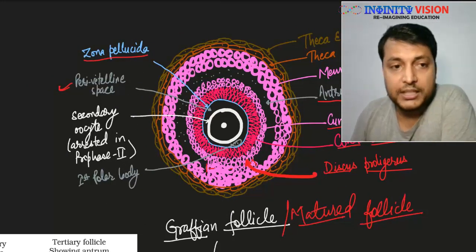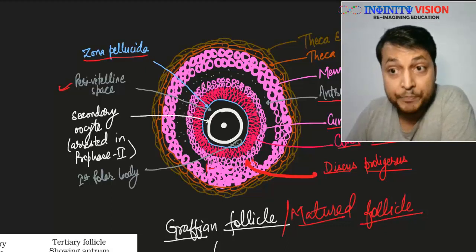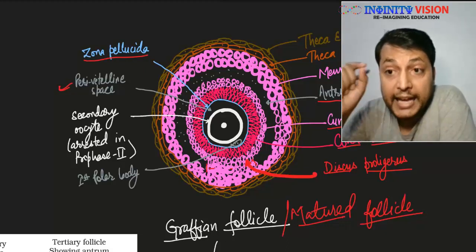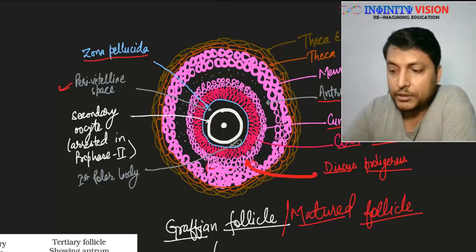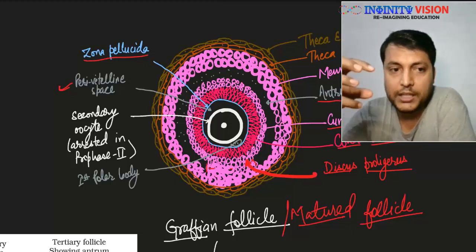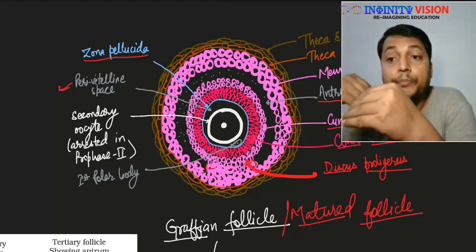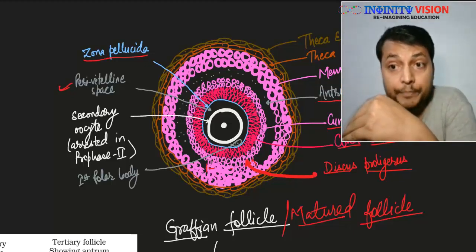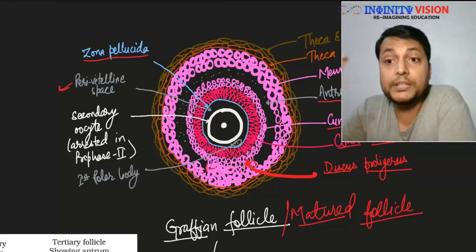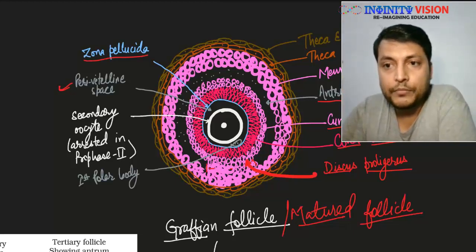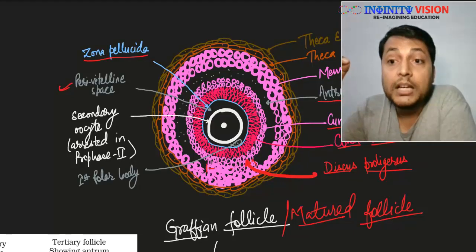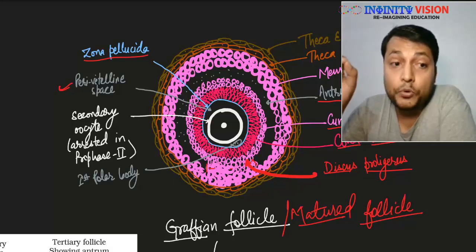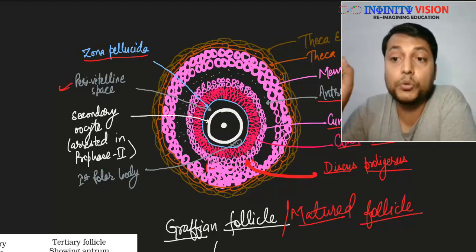Now inner to the perivitelline space you will find the secondary oocyte, which is haploid. After completing its first meiosis, when it becomes a secondary oocyte, it will immediately start meiosis 2. But again, it is unable to finish meiosis 2. It will enter meiosis 2, and the first stage of meiosis 2 is prophase 2, and it will remain arrested in prophase 2. It is unable to complete.